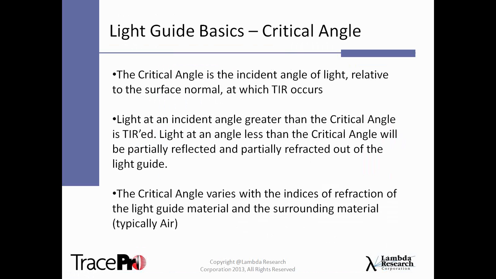Now the critical angle is the incident angle of light, and once again relative to the surface normal, at which TIR occurs. Light at an angle greater than the critical angle is TIR, or totally internally reflected. Light at an angle less than the critical angle will be partially reflected and partially refracted out of the light guide. Now the critical angle varies with the indices of refraction of the light guide material and the surrounding medium or material. Again, typically air for most light guide applications.